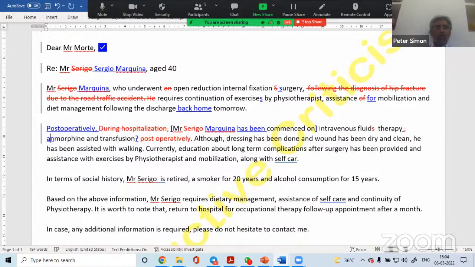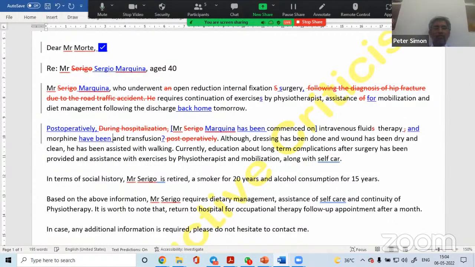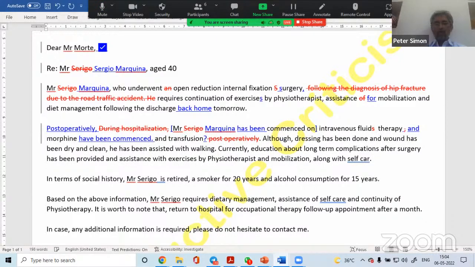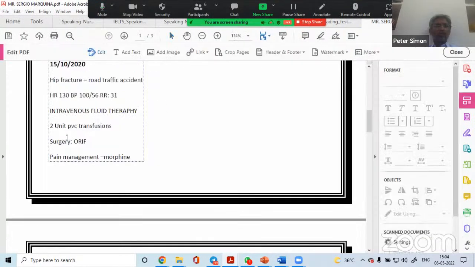So, and morphine have been commenced. No need of Mr. Marquina has been commenced. Why do you want to write Marquina every time? So this you can write. Then next one, remove and. Then you can say, how many units? 2 units. What 2 unit? 2 units.